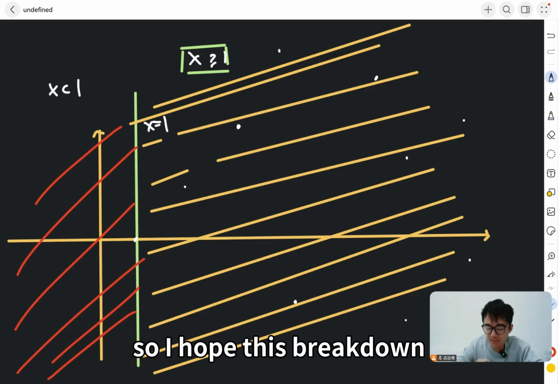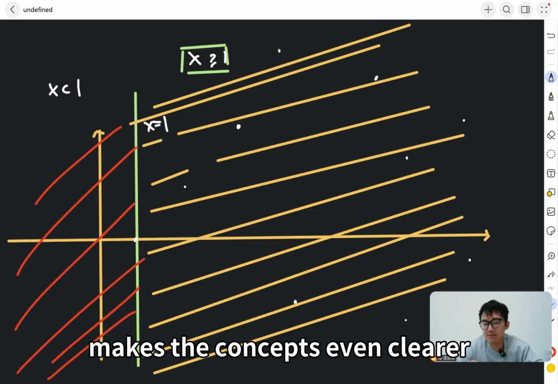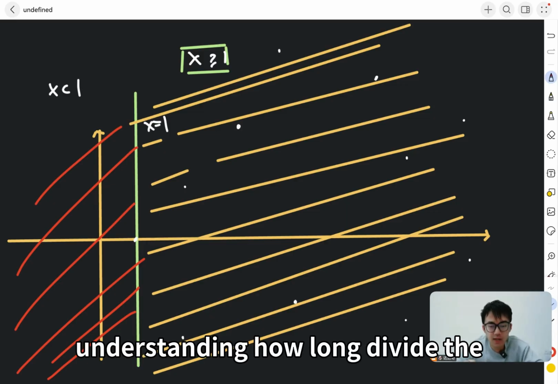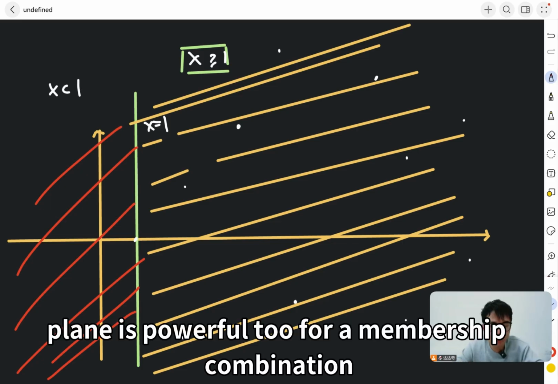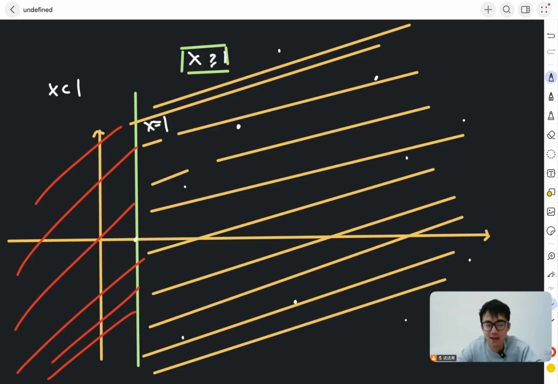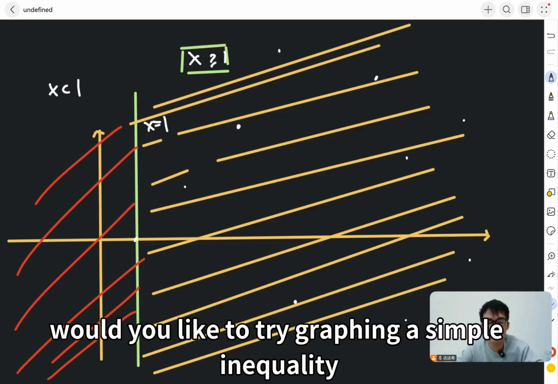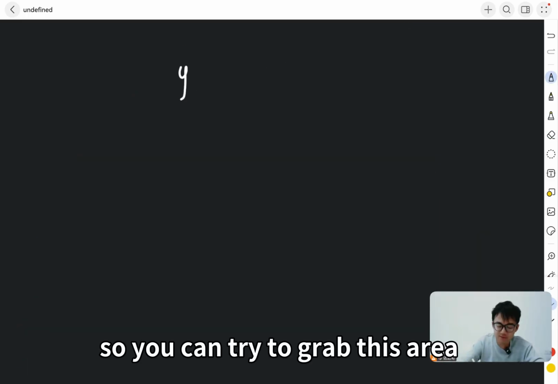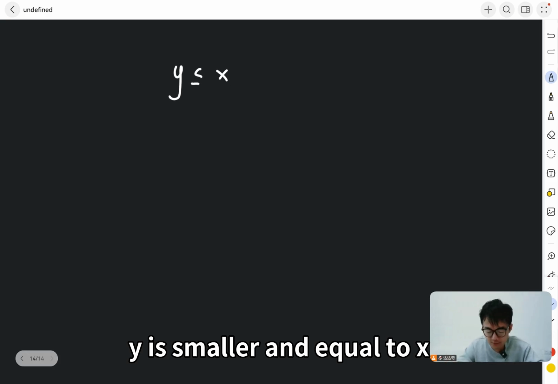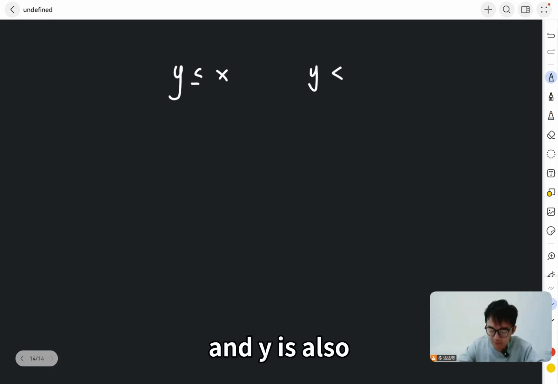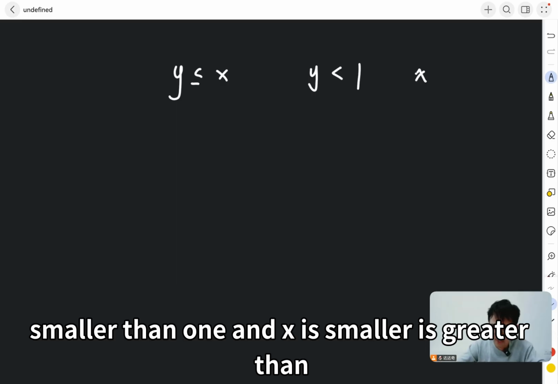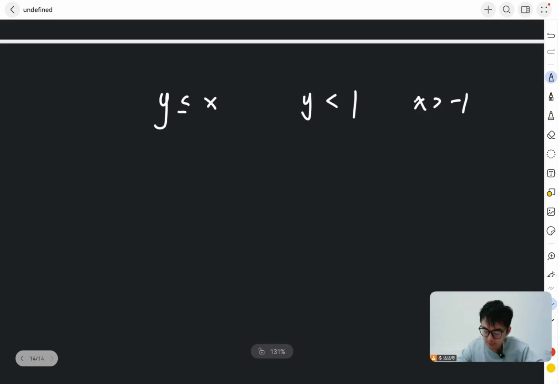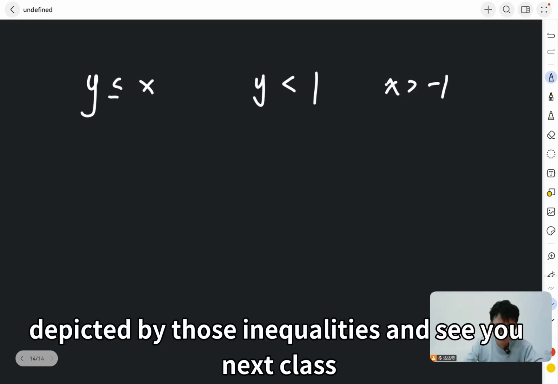So I hope this breakdown makes the concepts even clearer. Understanding how lines divide the plane is a powerful tool for number shape combination. Would you like to try graphing a simple inequality together? Well, maybe it could be your homework. So you can try to graph this area: y is smaller than or equal to x, and y is also smaller than 1, and x is greater than -1, and try to graph the region depicted by those inequalities. And see you next class.